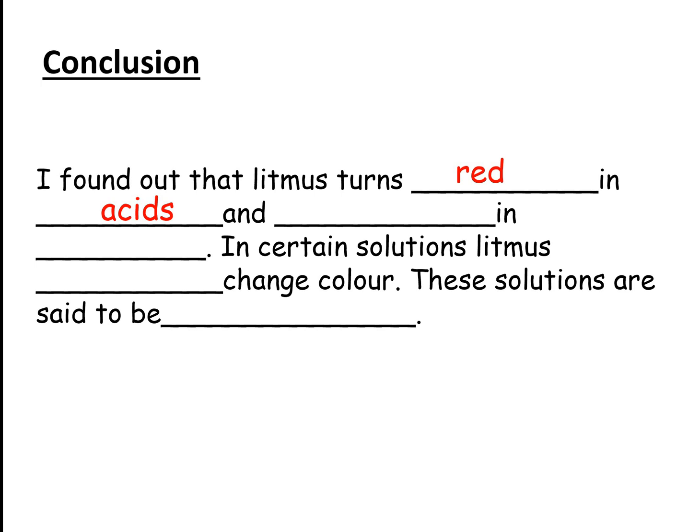Okay, so the rest you saw: it turns blue in alkalis, and in certain solutions litmus does not change colour, and these solutions are said to be neutral. If you did need to make any corrections, remember you do it in your different colour pen.